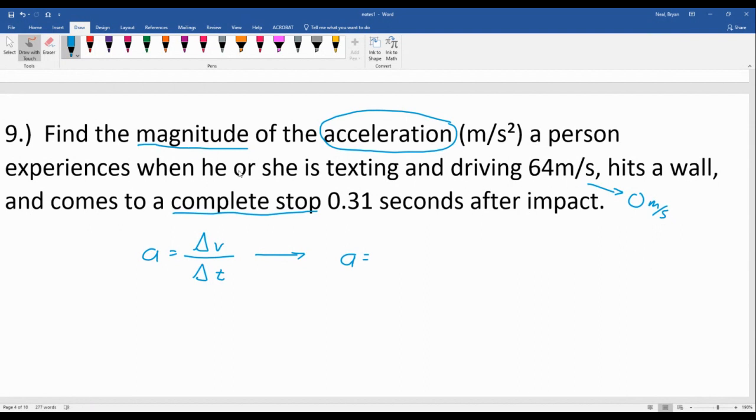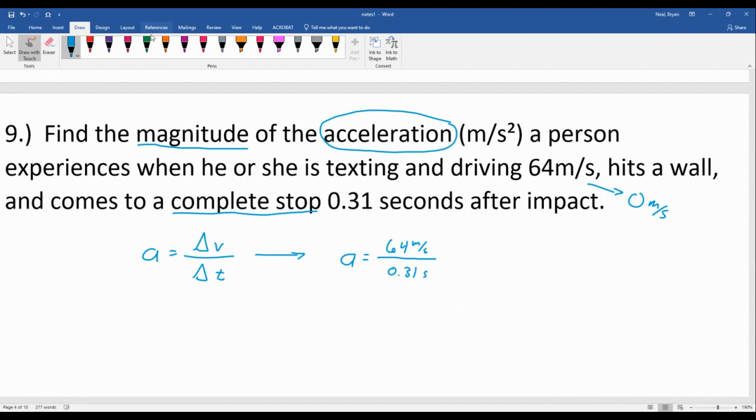Again, we're looking at magnitudes. So I don't care about signs or directions. I just want a number. So 64 meters per second is the difference, the change in velocity there. And then the time it took to happen, 0.31 seconds. So a very short period of time there.